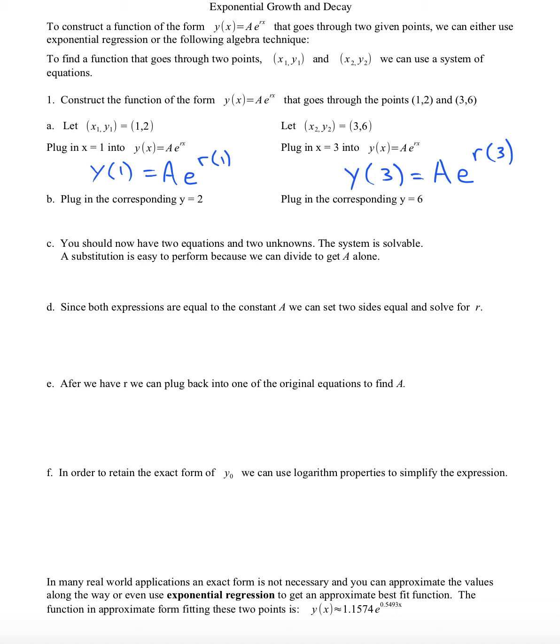Now it says plug in the corresponding y values that go along with those x's. So we're going to want 2 equals ae to the r times 1, which will just be r. Over here we'll have 6 equals ae to the 3r. Like it says, we now have 2 equations and 2 unknowns. And a system of equations like that is solvable. So a substitution can be performed here. We want to divide to get a alone.